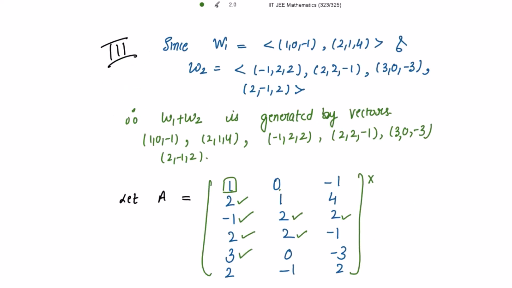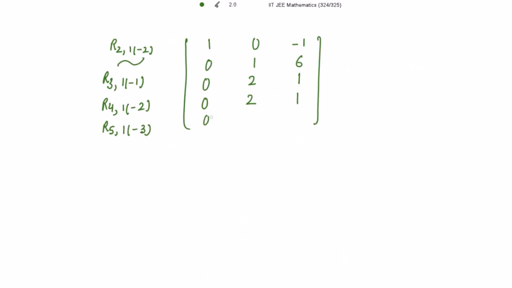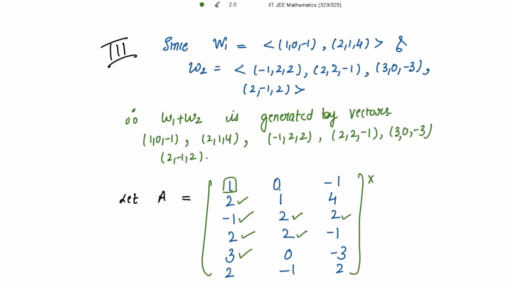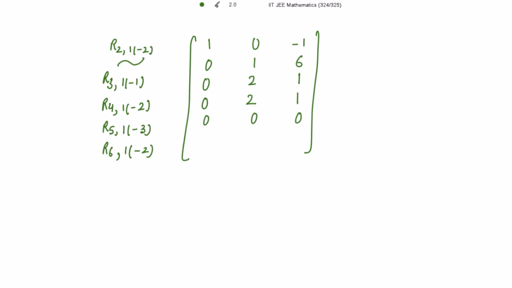And now, getting 0 in place of 3, for that just multiply the elements of row 1 with -3 and add its elements to row 5, right? So applying this operation, 0, 0, 0. Likewise, to get 0 in place of 2, we just multiply row 1 with -2 and add these elements to row 6. So we are getting row 6 to be 0, -1, 4.